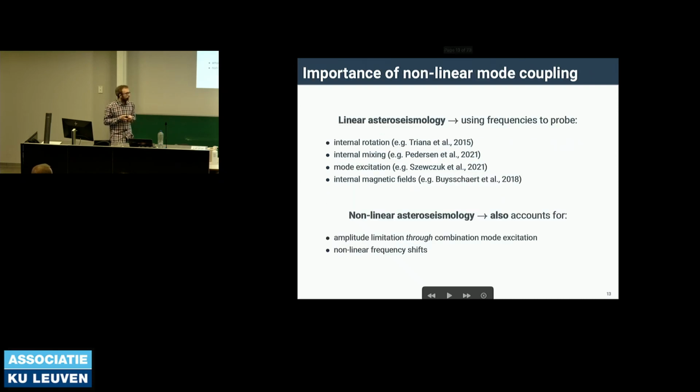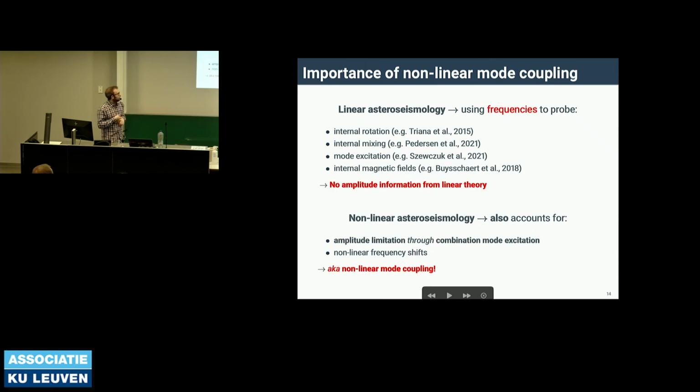On the other hand, nonlinear asteroseismology should also account for the way amplitudes are limited through excitation of specific combination modes. And it should import some nonlinear frequency shifts. Notice there's a big difference between the two, in the sense that linear asteroseismology uses only frequencies to probe these internal rotation profiles. There's no inherent amplitude information from the linear theory, and thus no inherent information on the amplitudes of the modes from linear asteroseismic modeling.